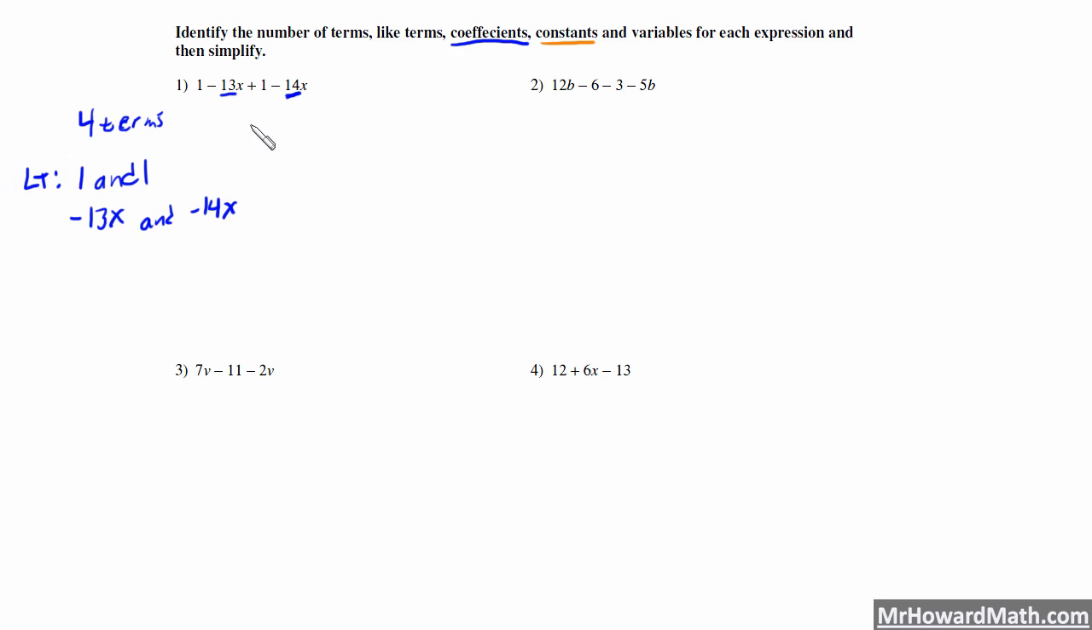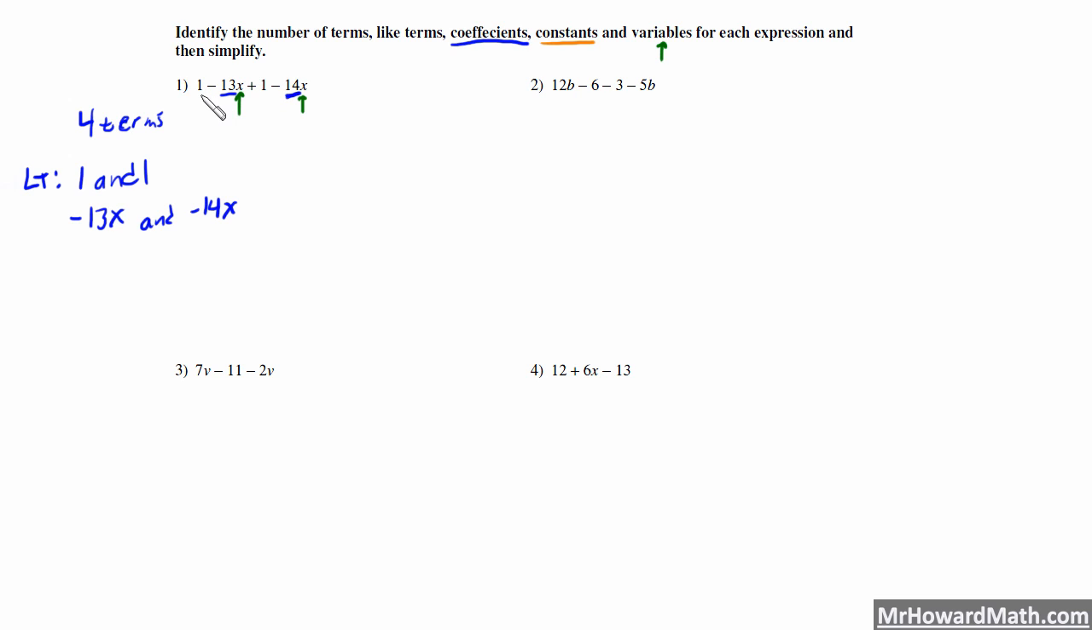The variable here, we've got an x. That's the only variable. We have a variable here. We have a variable here. So we'll make that variables. We'll just draw a green arrow to them. Okay. Now we need to simplify. All right. So let's gather up our like terms.